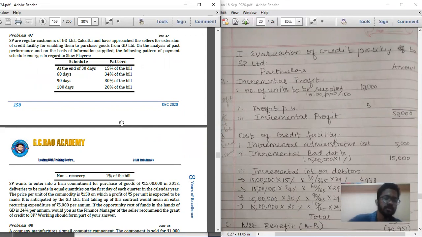SP are regular customers of GD Limited, Calcutta, and have approached the sellers for the extension of credit facility.